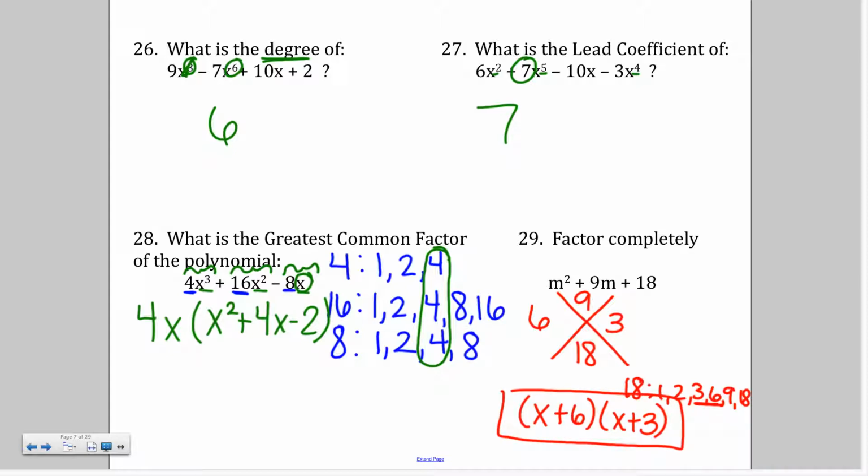Now on number 28, looking back at it, it says, what is the greatest common factor? Your greatest common factor is 4x. But you can go ahead and finish out what is left.